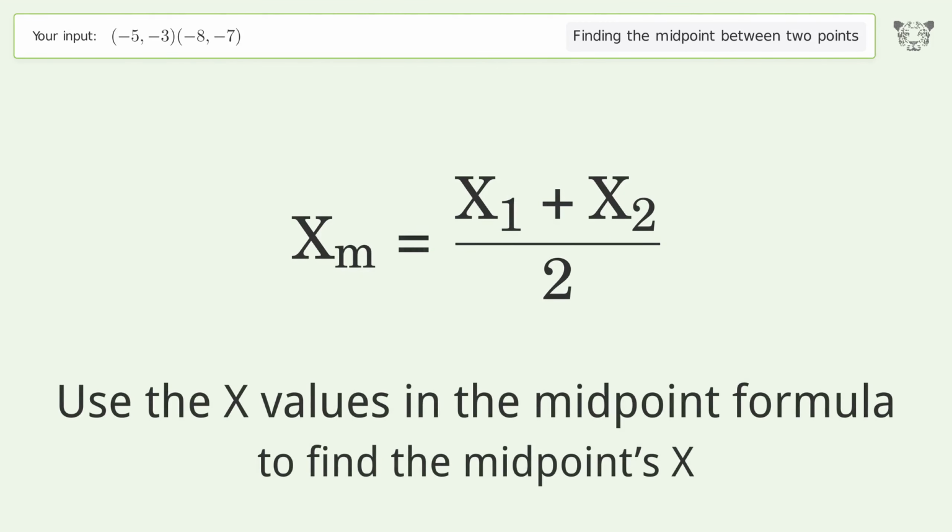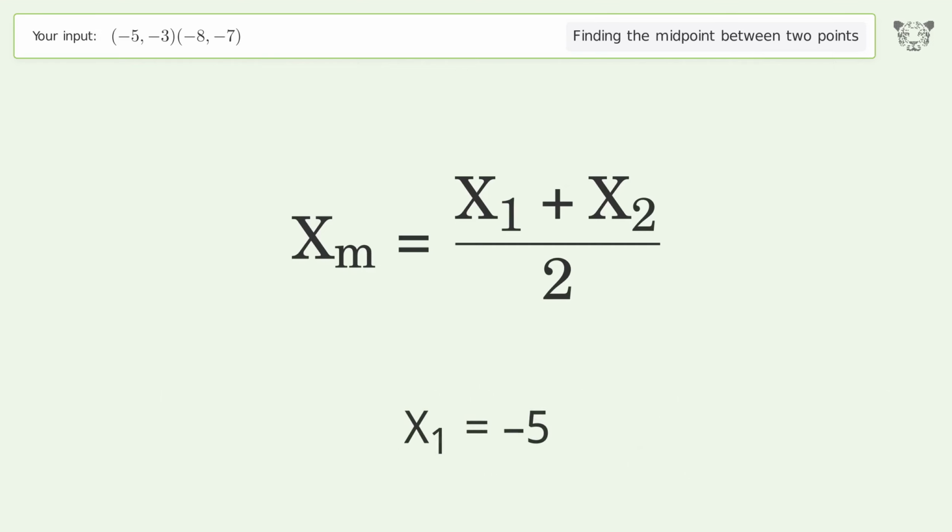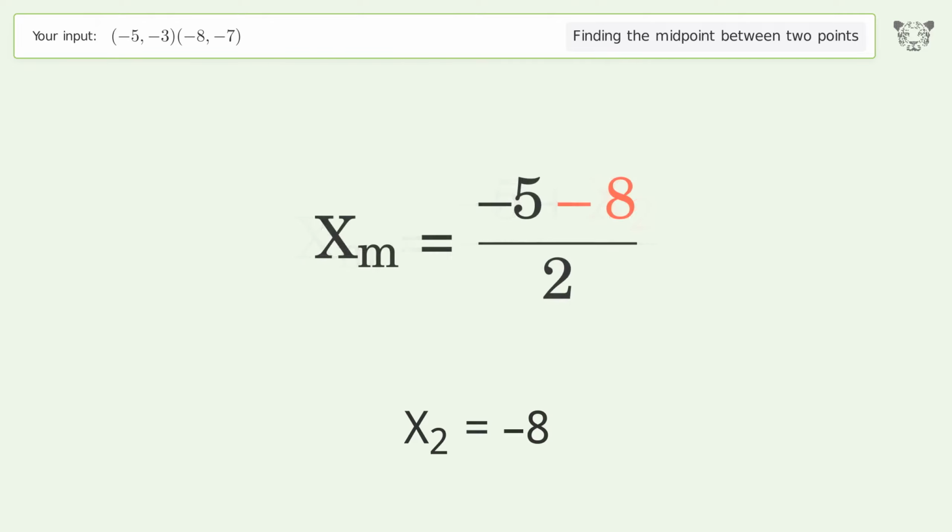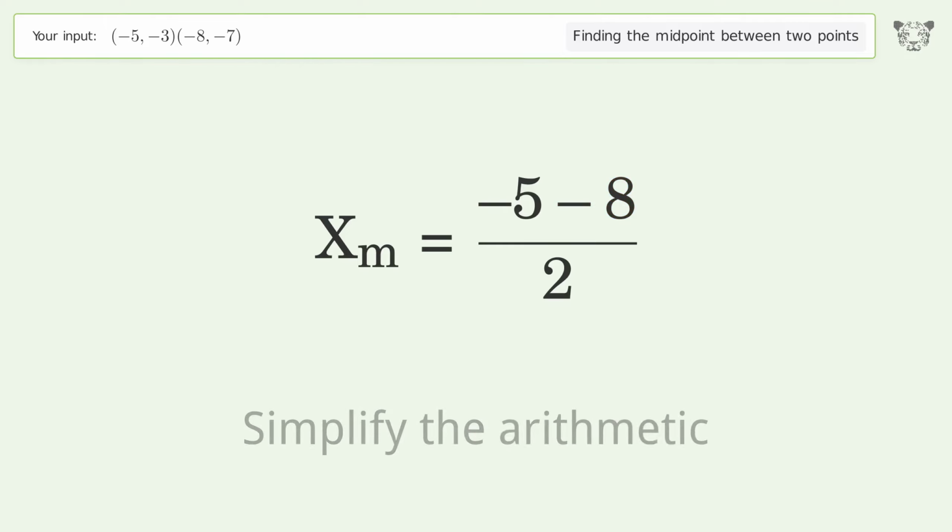Use the x values in the midpoint formula to find the midpoint's x. x1 equals -5. x2 equals -8. Simplify the arithmetic.